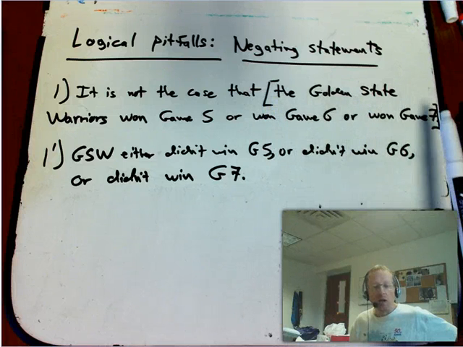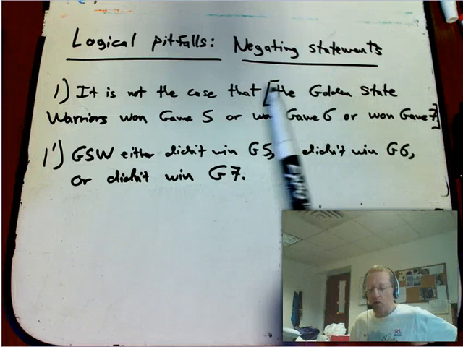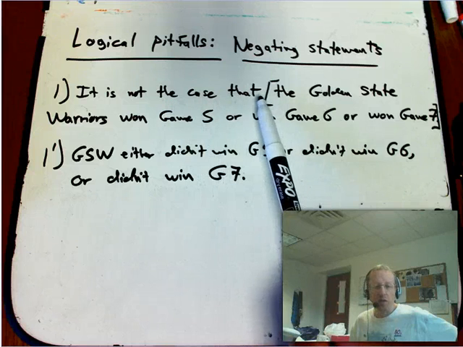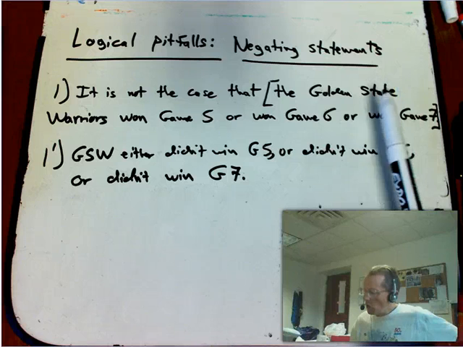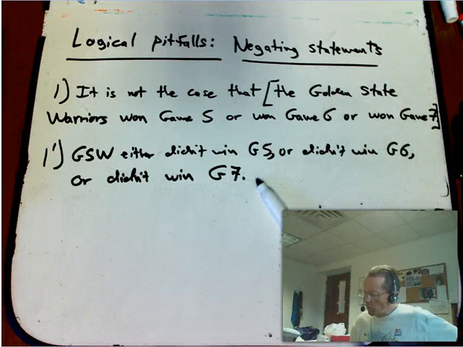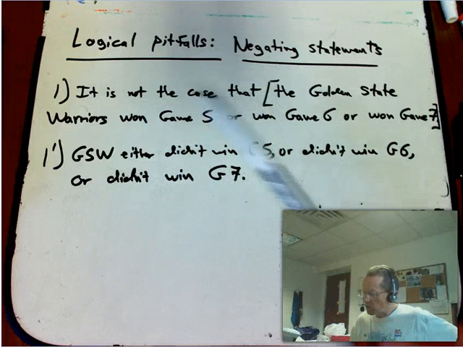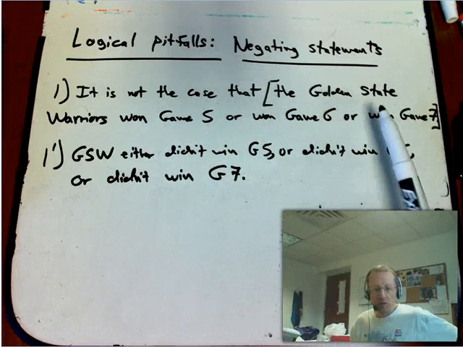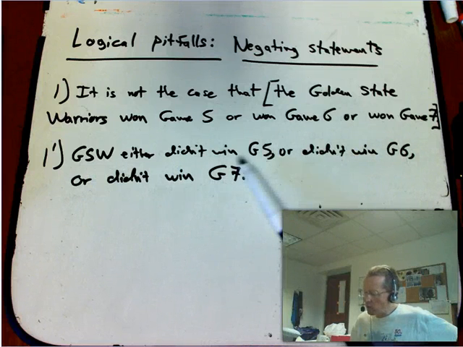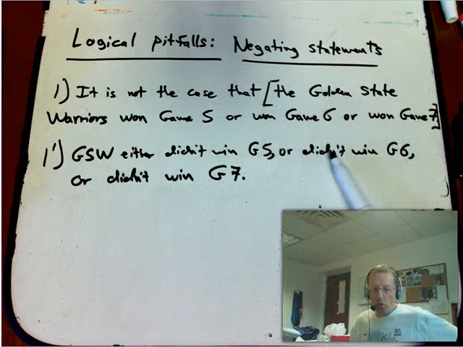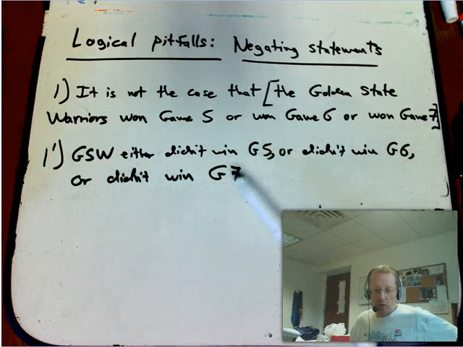Take a statement, and to think about the negation, first just write the phrase, it is not the case that in front of it. And then try to think, is there a less awkward way to say exactly the same thing? So here would be one proposed way to negate that. I'm just going to negate all the statements in these individual statements and still connect them with ors. So that would be Golden State either didn't win Game 5, or didn't win Game 6, or didn't win Game 7.